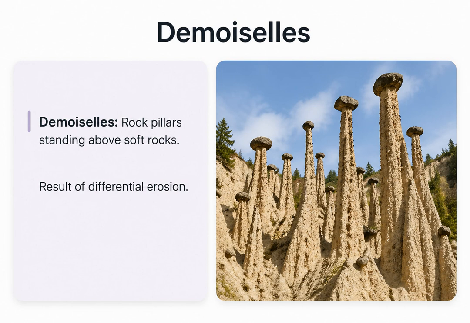Differential erosion, where soft rock erodes faster than hard rock, also creates demoiselles. These are tall, slender rock pillars. They form when a layer of hard, resistant rock sits on top of much softer rock. As the surrounding soft rock is washed and blown away, the hard rock acts like an umbrella, protecting the column of soft rock directly beneath it, resulting in these striking pillars.